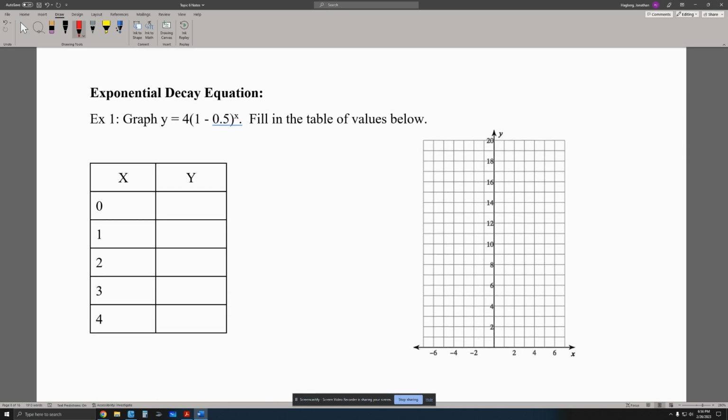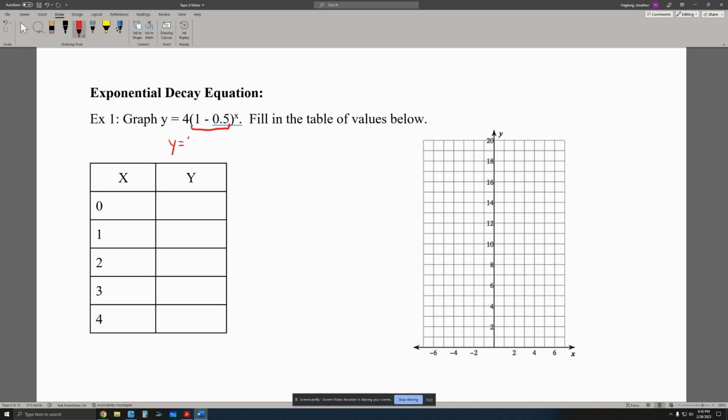Now I want to talk about exponential decay. Now this is going to look really similar to what we've studied already, but now we're going to be using this interest model, similar to the one that we discussed in the warm-up. So given this function, y equals 4 times the quantity 1 minus 0.5 to the x, fill in the table of values. Well, looking at this equation, I noticed that we can simplify what's in the parentheses.